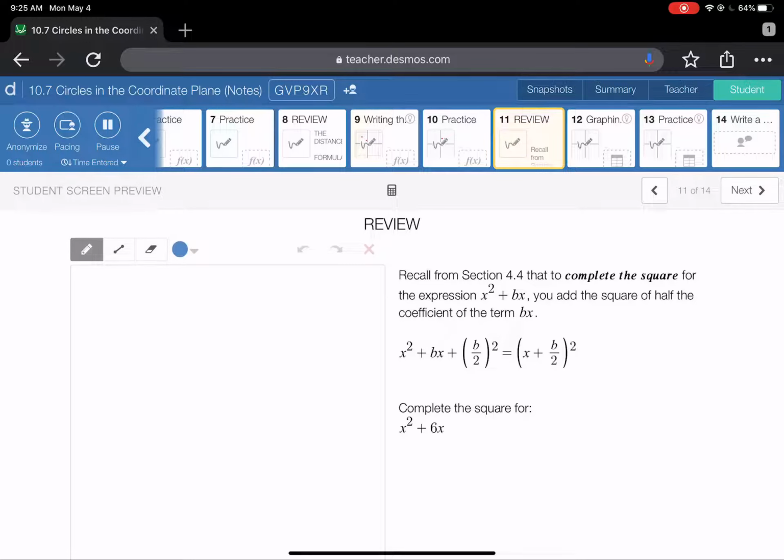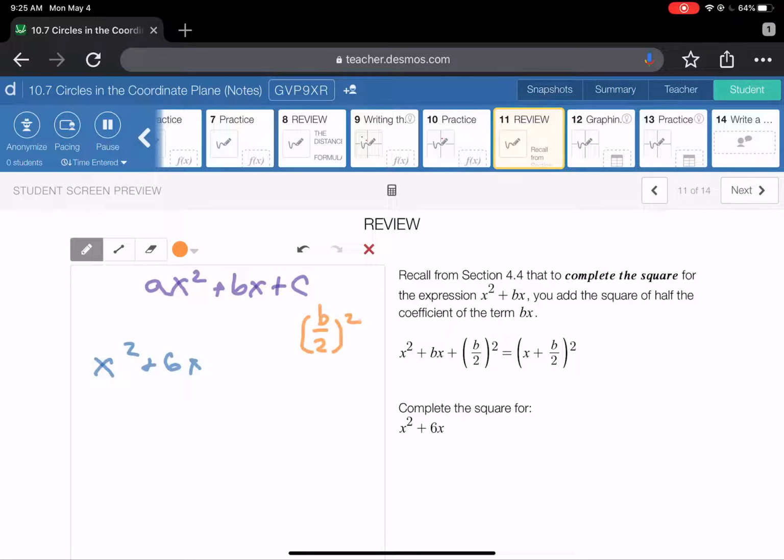So let's use this quadratic expression to complete the square. In order to complete the square, remember that our standard form equation is ax squared plus bx plus c. So if we have x squared plus 6x, in order to complete the square, I need to take our b term, divide it by 2, and square it.